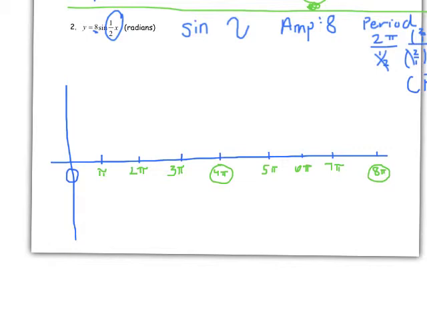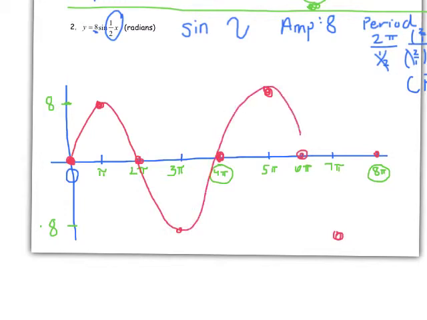So this is sine. Oh wait, I haven't done the amplitude. The amplitude is 8, so I go up 8 and I go down 8. Okay. So for sine, I start at the 0, and then I go up, middle, down, middle, up, middle, down, middle, and then we make our shape. Alright, let's go on.